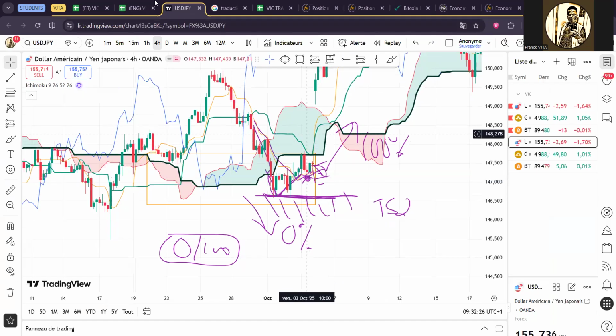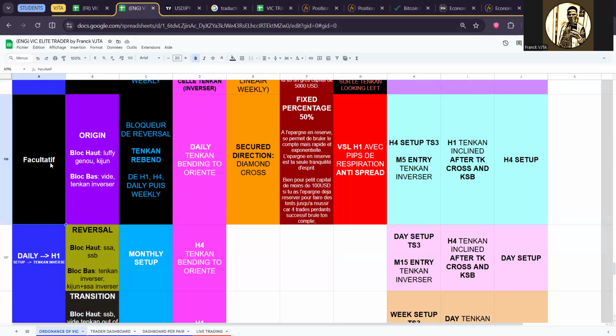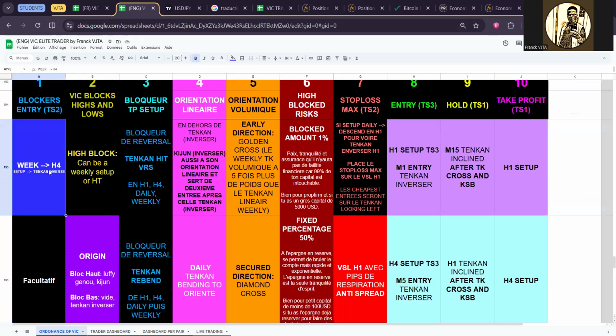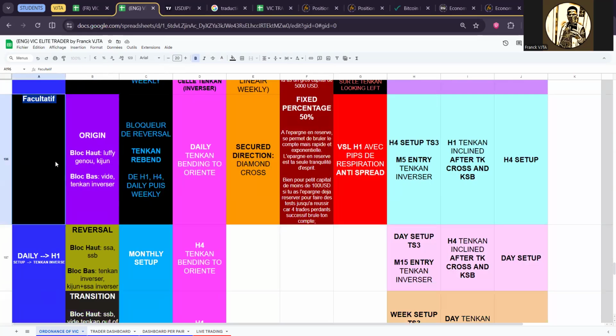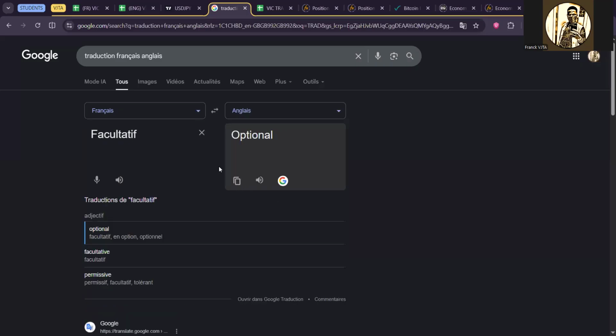Now, what I wanted to emphasize is also that the best way to find the best blocker is to look at it between the weekly time frame and the 4 hour time frame. Now there are also other alternatives, optional.